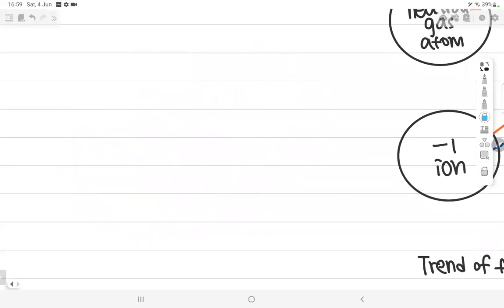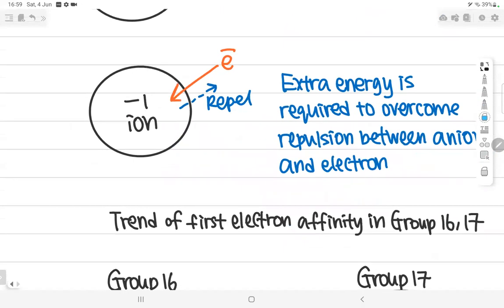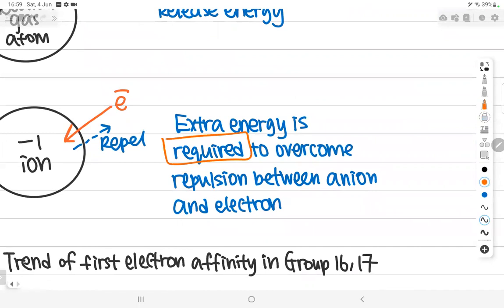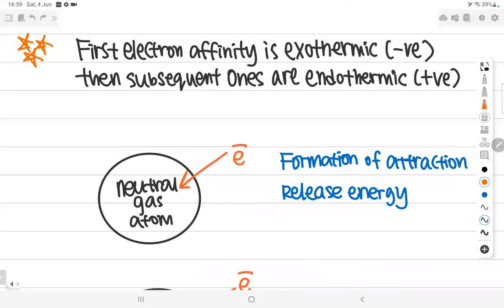So how do you put it in proper words? Just assume this question came out this year. What if they ask you in the A2 paper why the second electron affinity is positive or endothermic? This is the answer. Extra energy is required in order to overcome the repulsion between the anion, which is this fella, and the electron. So we need to use extra energy to push this electron into the anion. This additional energy makes it endothermic. Okay, so that's the reason.